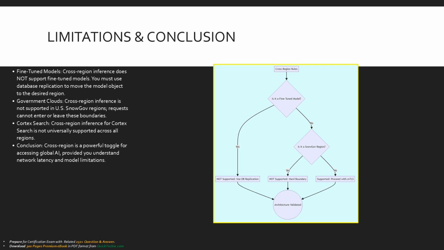This final decision tree summarizes our architectural limitations perfectly. When applying cross-region rules, you first ask, is it a fine-tuned model? If yes, it's not supported via the API. You must use DB replication to move the object. If no, you ask, is it a SnowGov region? If yes, you hit a hard boundary and it is not supported. If you pass both of these checks, you are fully supported to proceed with secure mTLS inference routing. Factoring these checks into your design guarantees your architecture is fully validated and production ready.